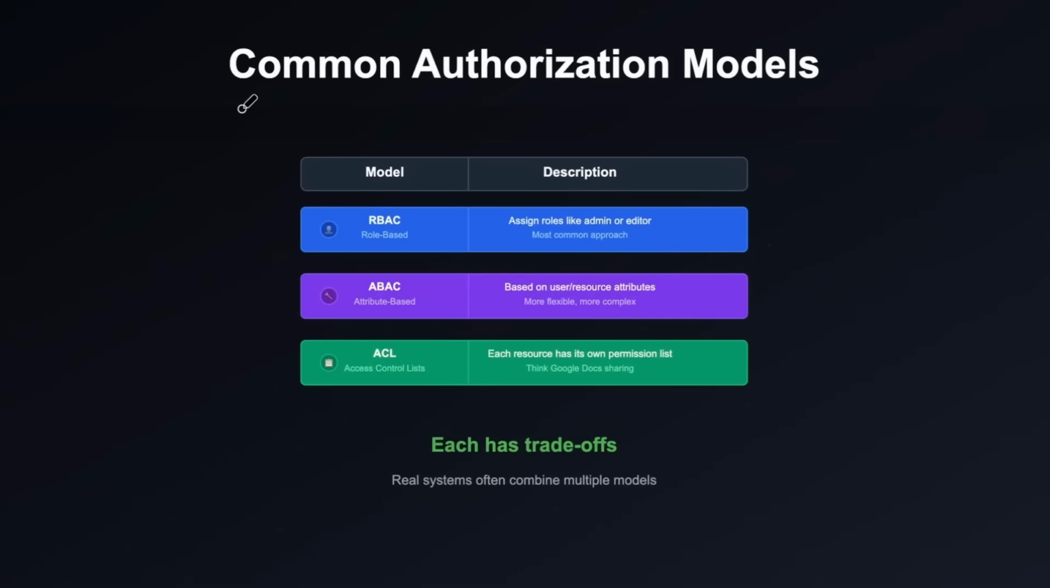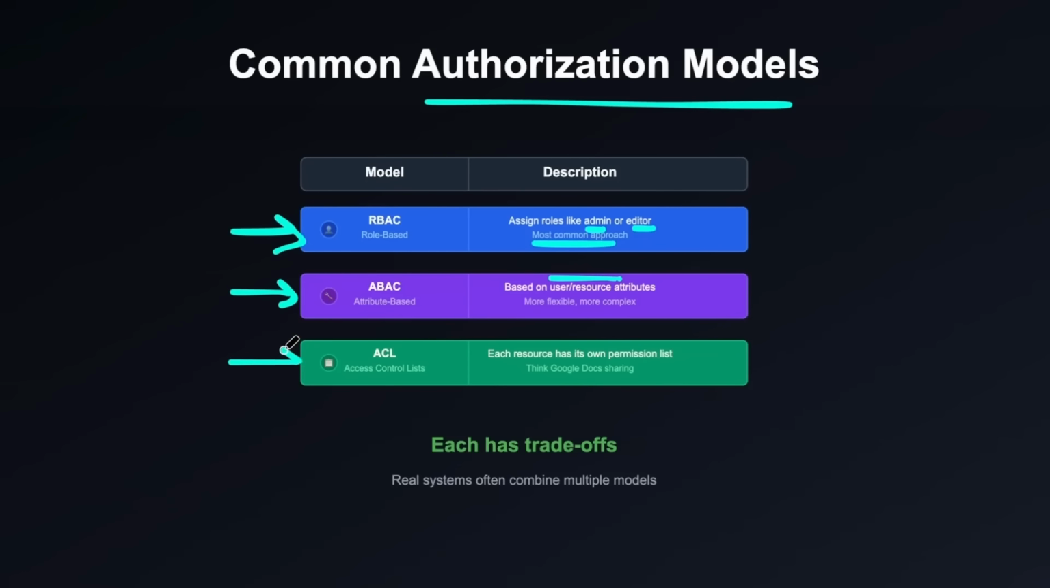To manage these access controls, we have common authorization models. The one that we just looked at is the role-based access control model, which assigns roles to users, something like admin, editor, or read-only access, write-only access. And this is the most common approach among these authorization models. But we also have attribute-based access control, which is based on the user or resource attributes. So this is more flexible and more complex compared to role-based access control.